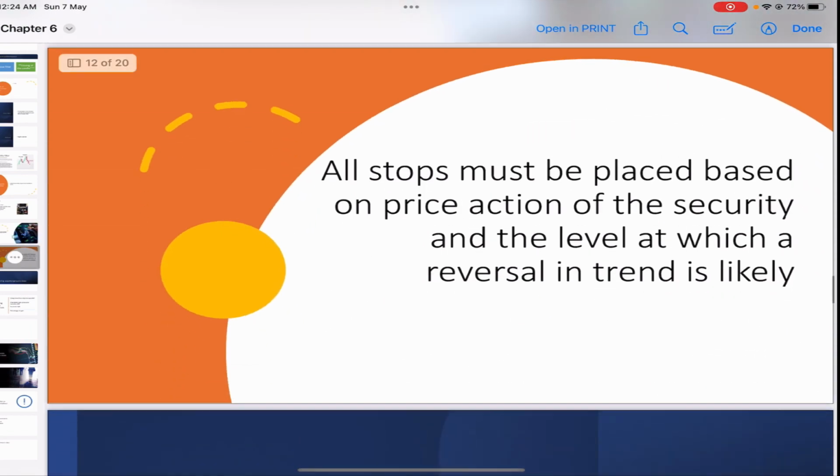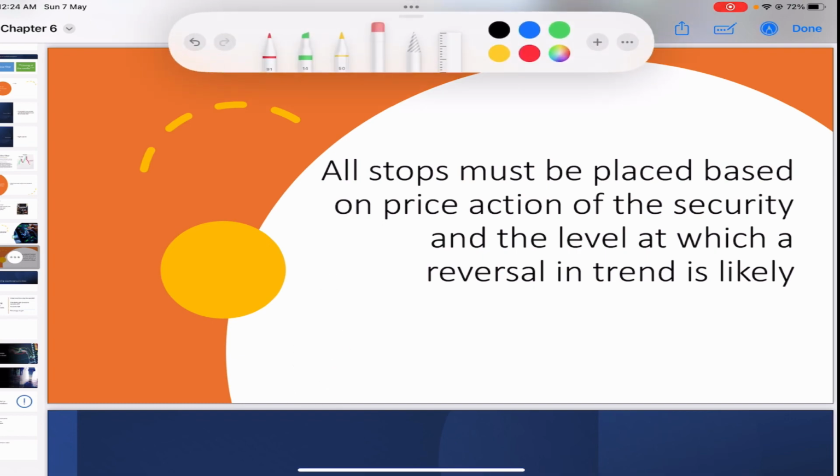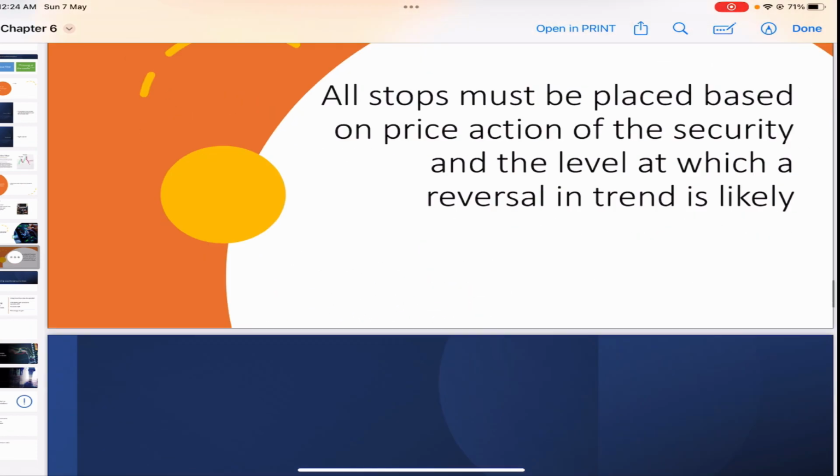Okay. So all the stops must be placed based on price action of the security and the level at which a reversal trend is likely. So if you're trading a flag pattern, it's just an example, you know that your price went up over here. So you need to set a stop loss over here because you know that the moment the price falls back, then the price might go further down.